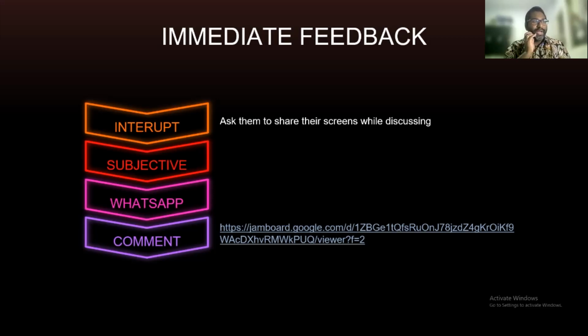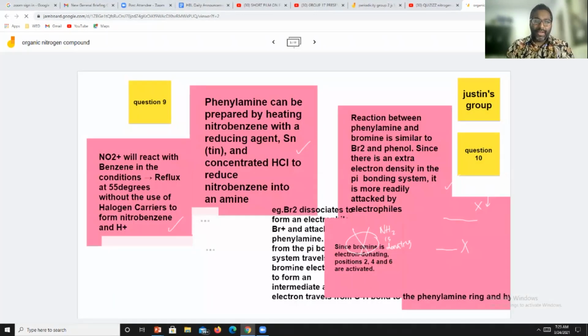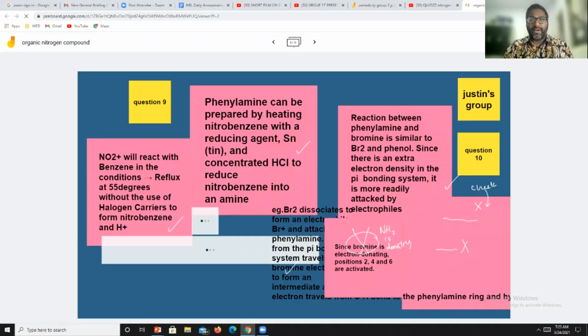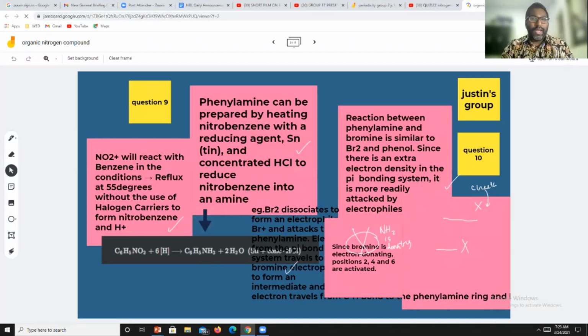Sometimes you can comment, like if you're using Jamboard, because I like to use Jamboard, you can give immediate feedback as well. I'll show you how I use Jamboard to give immediate feedback. While they are doing that discussion, you can write down on their Jamboard, and they will know when to rectify. They know which one is correct, which one is wrong, and the student will learn immediately.